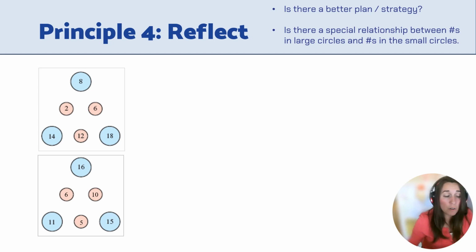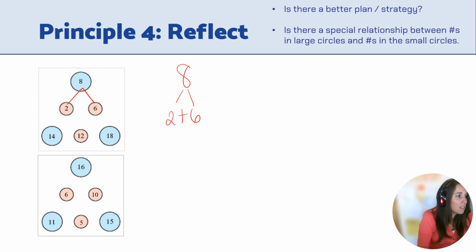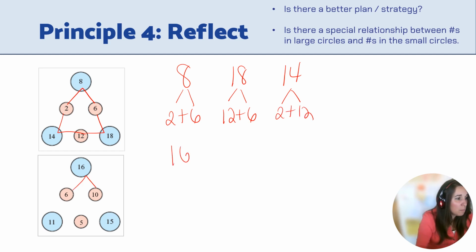I know that the numbers in my large circles come from the sum of the numbers in the two small adjacent circles. So my 8 here came from 2 plus 6. I know my 18 came from 12 plus 6. And I know that my 14 came from 2 plus 12. Similarly, I know that my 16 came from 6 plus 10, my 15 came from 5 plus 10, and my 11 came from 6 plus 5.